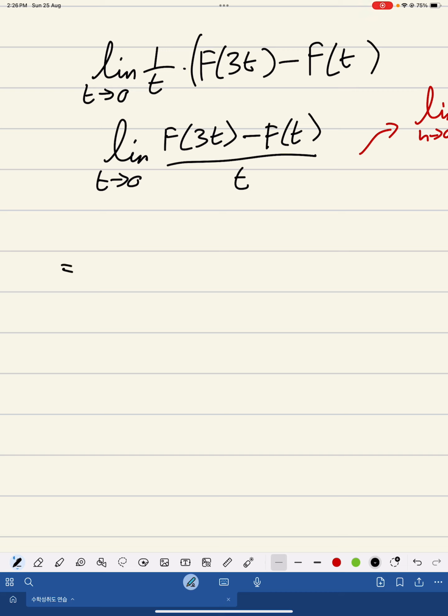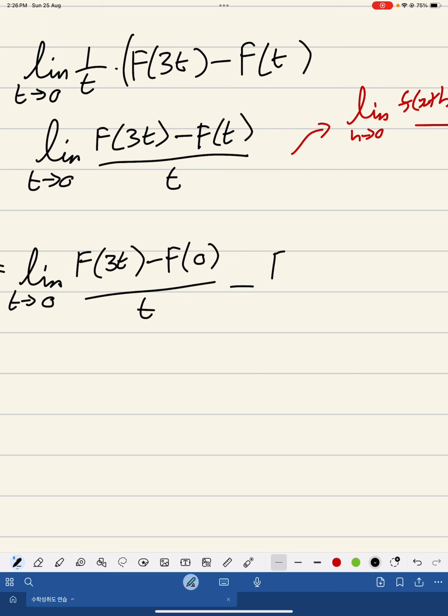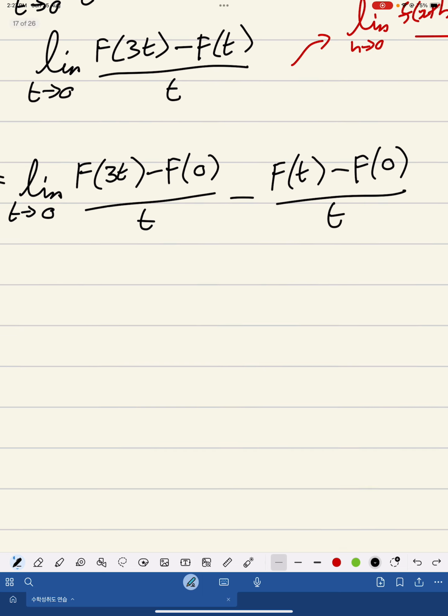So we can actually write this as the limit as t approaches 0 of capital F of 3t minus capital F of 0, divided by t, minus capital F of t minus capital F of 0, all divided by t. Because if you simplify the negatives, it will be minus F of 0 divided by t plus F of 0 divided by t. So the F of 0 terms will cancel out, leading to our original limit. So doing this does not change a thing at all.